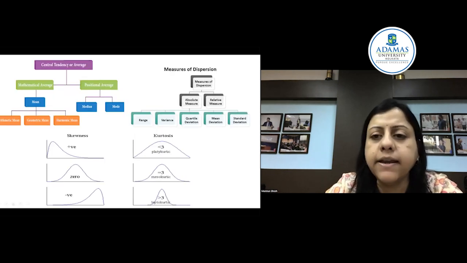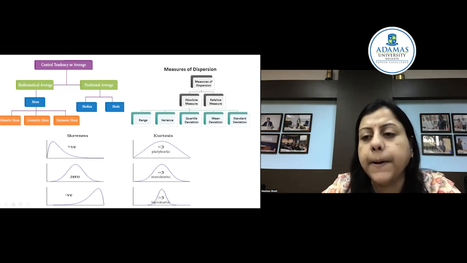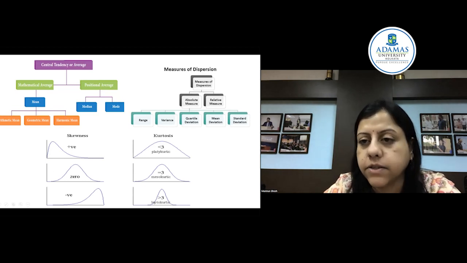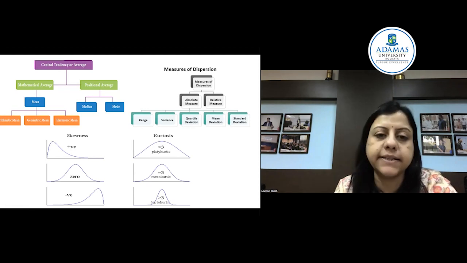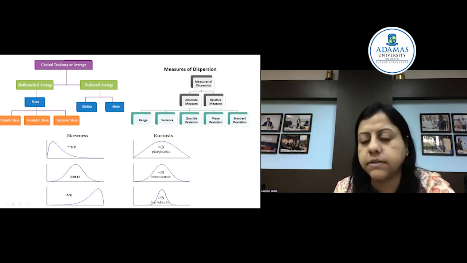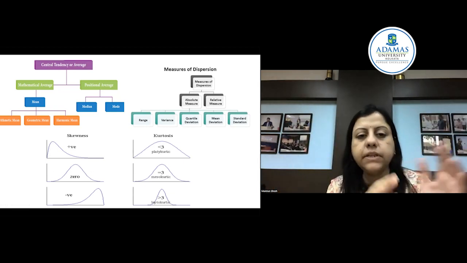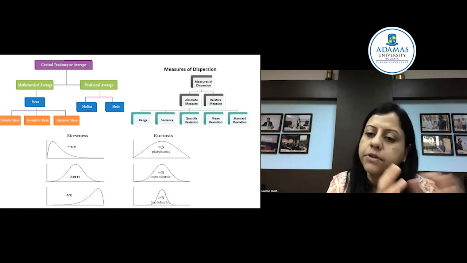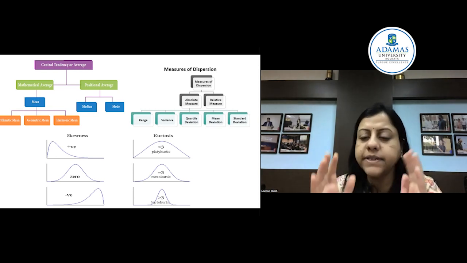So moving ahead, what are the descriptive statistics that we use in quantitative research primarily? The descriptive stats that we work with in quantitative research are divided into 3 sections: central tendency, dispersion, and shape. And in the shape, we will also talk about the association. So there are 4 sections in your descriptive statistics.